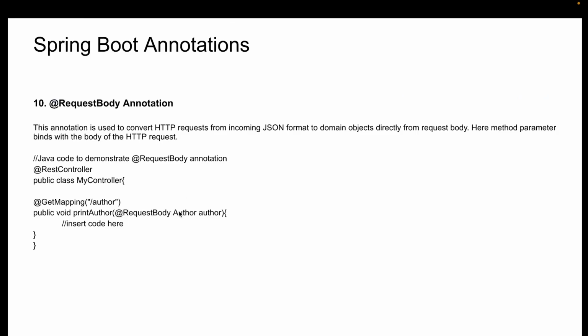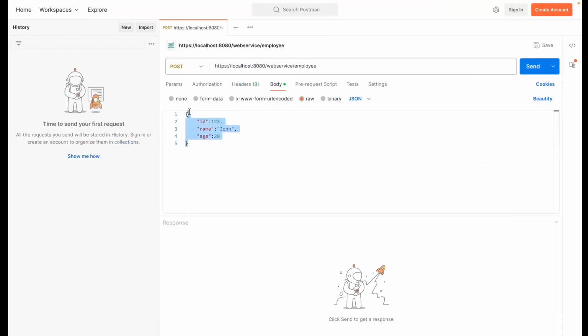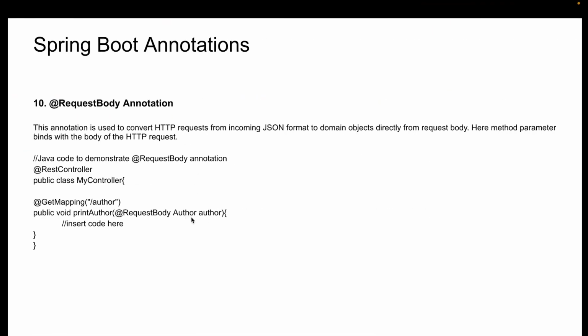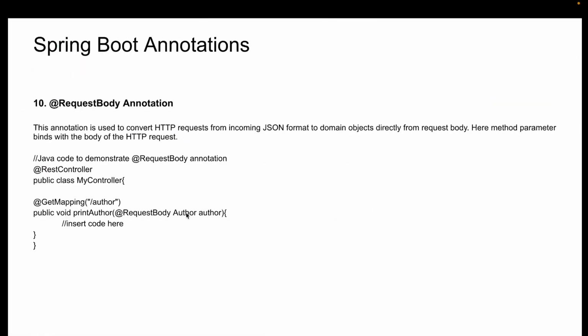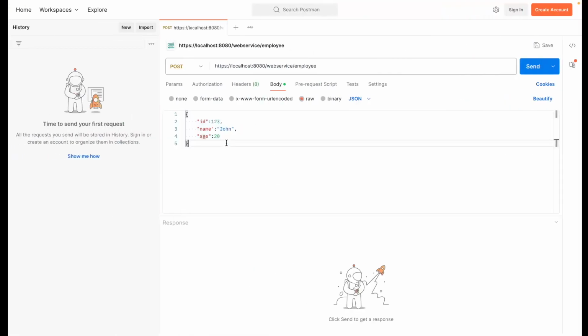So when I pass this information from Postman, this Other object will be populated with these details. This Other class has some fields like id, name and age. So id will get a value of 123, name will get a value of John, age will get a value of 20. And this resource will be created and sent to the data layer. You understand this? So this is your request body.